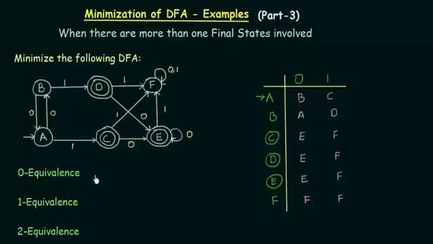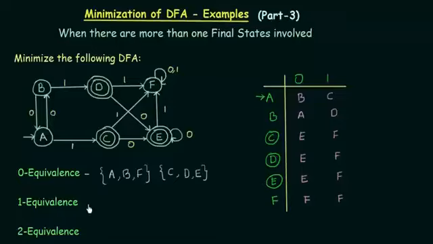We do this by starting off by writing the equivalences. So let's start with the zero equivalence. And how do we write the zero equivalence? For zero equivalence, you just put the final states in one set and non-final states in another set. So let me first make a set of non-final states, which are A, B and F. These are my non-final states. And what are my final states? C, D and E. So when you put the non-final states and final states in two separate sets, you are done with the zero equivalence.